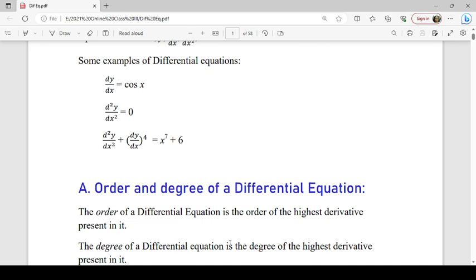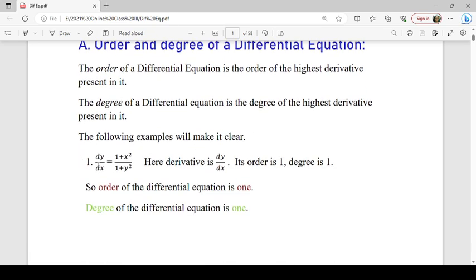Then the degree of a differential equation is the degree of the highest derivative. The highest derivative here is of order 2, but its power is 1. This one has power 4, the degree of this dy/dx is 4, but we consider only the highest order differential coefficient, and its degree is 1. That is why this is a second order and first degree differential equation. So in this way we find degree and order.